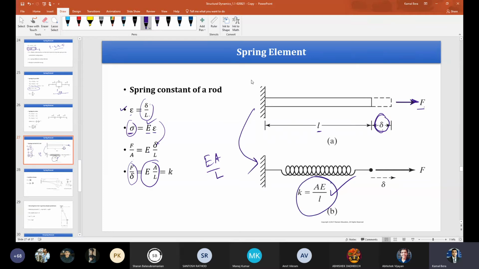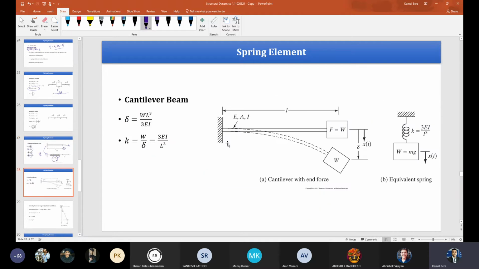Got it? Similarly, for a cantilever beam subject to a point load W at the free end, the tip end, you already know that delta equals WL cube by 3EI. That is the vertical displacement at this end. So I can call K as W by delta, because W is the load and delta is the tip end displacement, so I can find out 3EI by L cube.